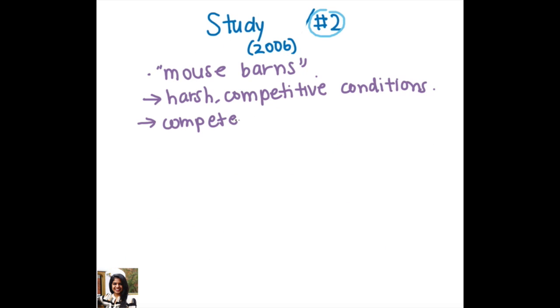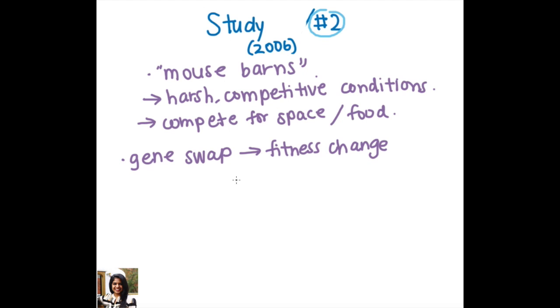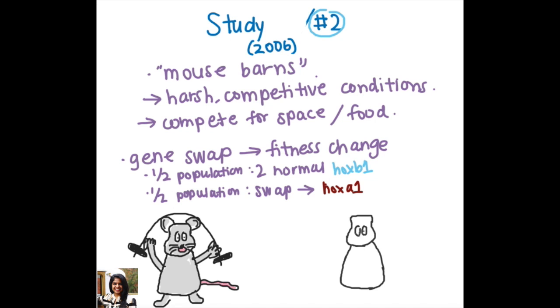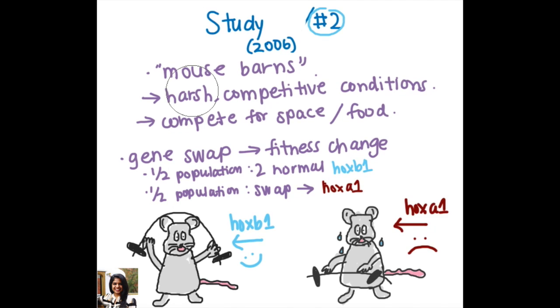On the other hand, the second study done with mouse barns revealed that there is actually a change in fitness that occurs when the genes are swapped. The mouse barns were set up in a way to force the mice to compete for space and food, much like they would in non-laboratorial conditions. Half of the mice in this experiment had two normal HOXB1 genes, and the other half of the mice had their HOXB1 genes swapped with HOXA1 genes.